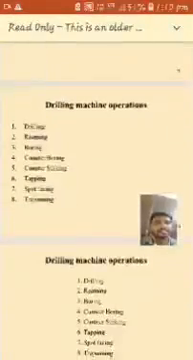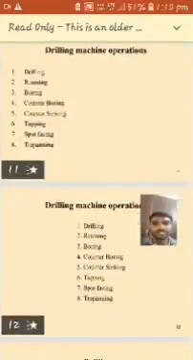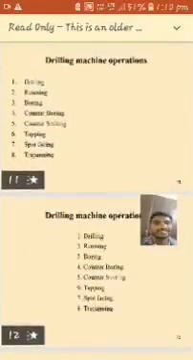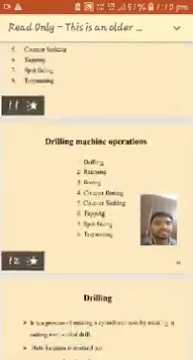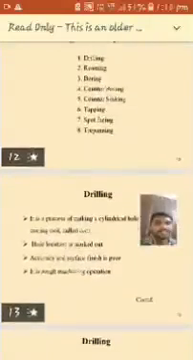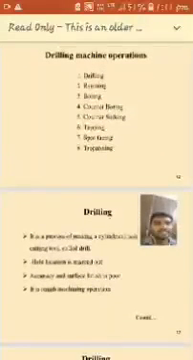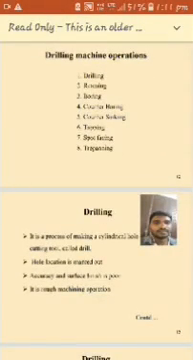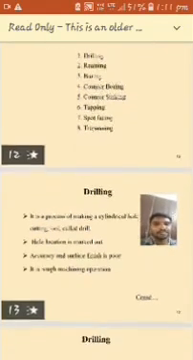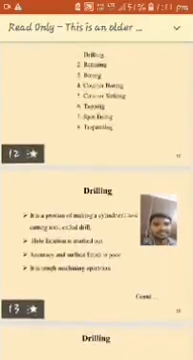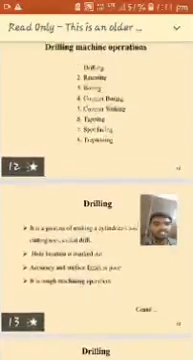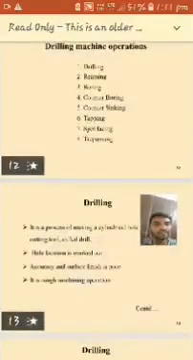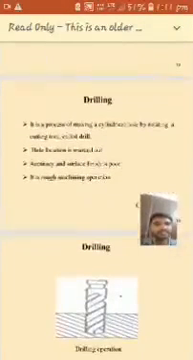The next topic is a very important topic, drilling machine operations. By using a drilling machine we can perform various operations: drilling, reaming, boring, counter boring, counter sinking, tapping, spot facing, as well as trepanning. These are the various operations that can be performed by a drilling machine. We will see them one by one.